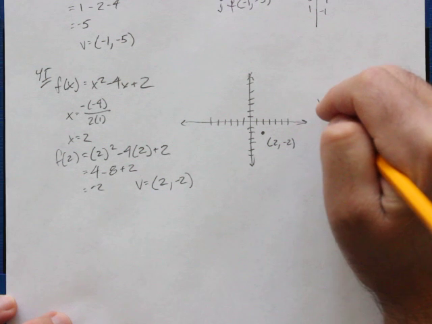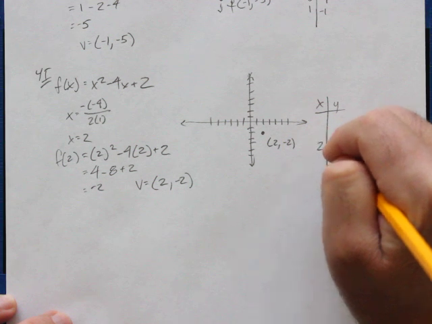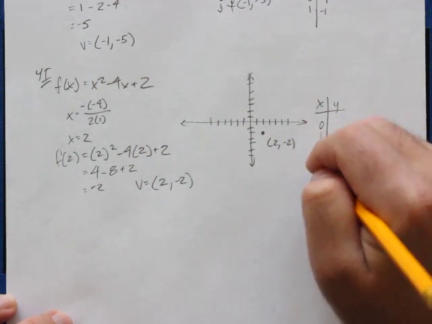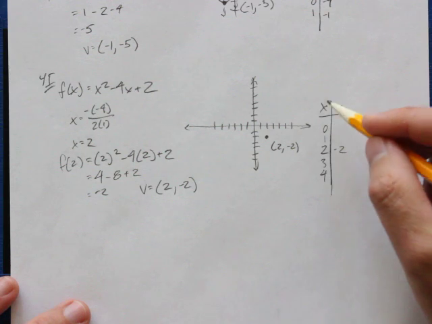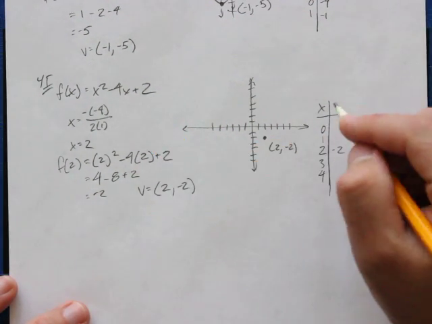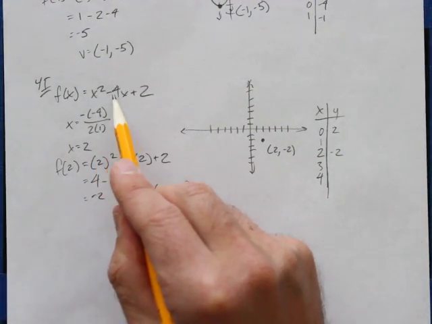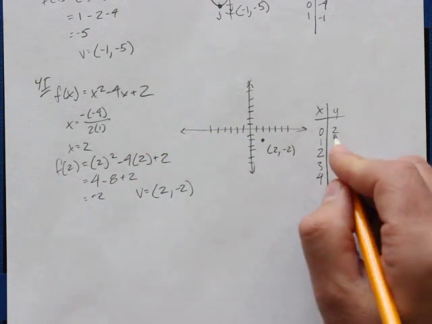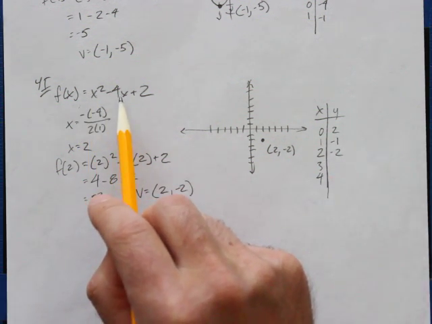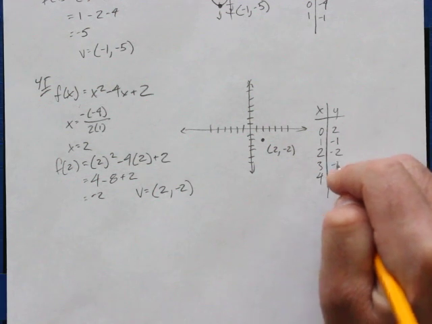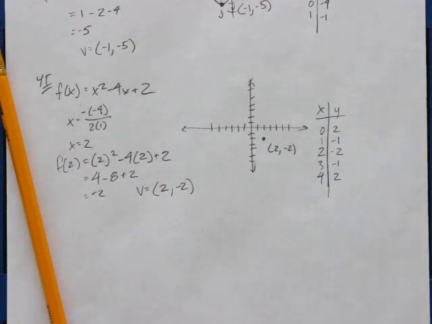And now I need to do my x and y t-table here, put my vertex here in the middle, 2 less and 2 more. Plug in 0, that just happens to be working for this one as well. If I plug in 0, I end up with positive 2. If I plug in 1, I get 1 minus 4, which is negative 3, plus 2, negative 1. And then if I plug in 3, I get 9 minus 12, which is negative 3, plus 2, which is negative 1. If I plug in 4, I get 2 as well. And we're going to continue this in the next video.